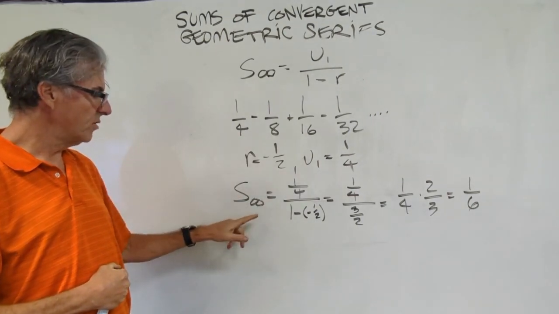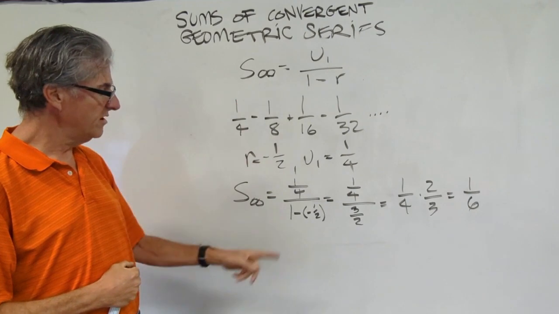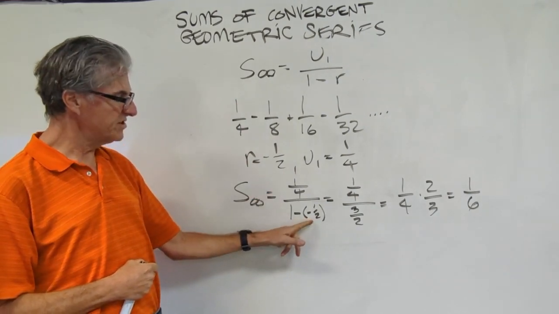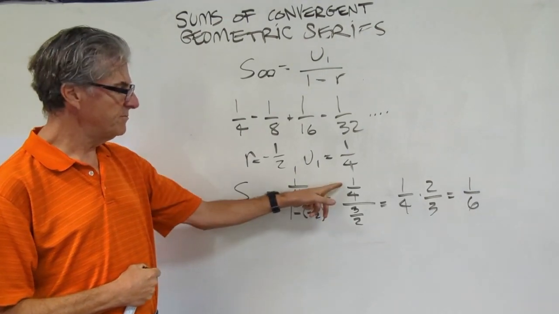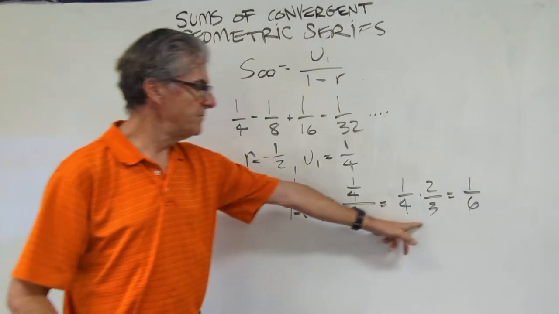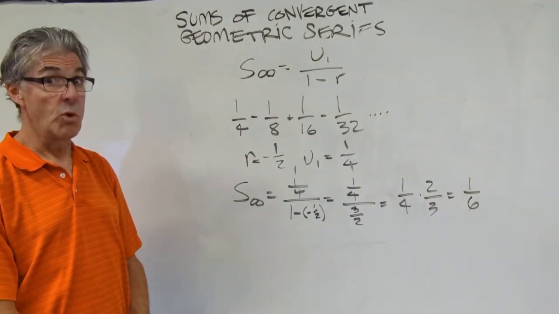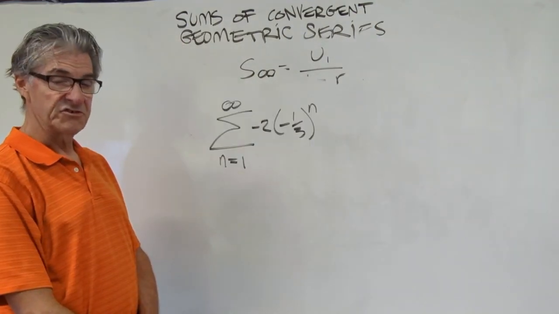So I just did my straightforward plug-in step into my formula here, with the first term of 1/4 over 1 minus r, which is also negative. So this ends up being 1/4 over 3/2, flip and multiply, and the sum of this convergent geometric series is 1/6. All right, let's try one more.